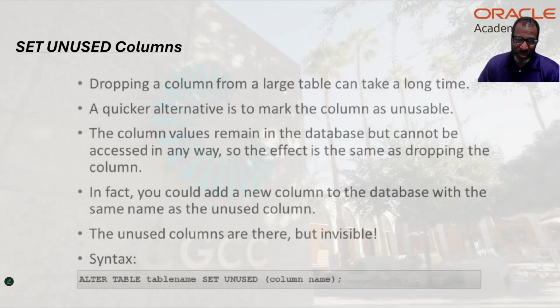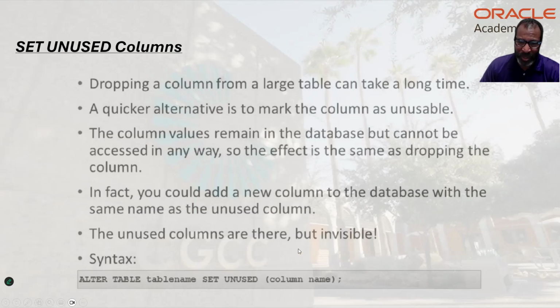Set unused columns. All right, dropping a column from a large table can take a long time. Well, a large table meaning a large amount of data. A quicker alternative is to mark the column as unused, which means you're not dropping it. You're just saying you can't use the data that's in this column. The column values remain in the database, but cannot be accessed in any way. And that's kind of an Oracle thing. In fact, you could add a new column to the table with the same name, once you've set a column unused, if for some reason you want to do that.